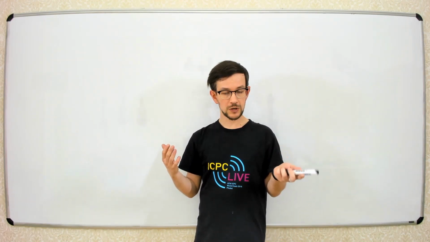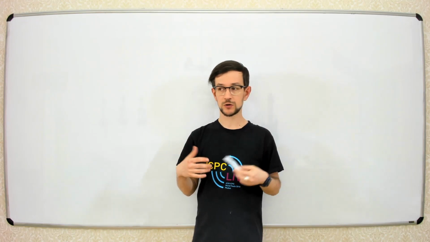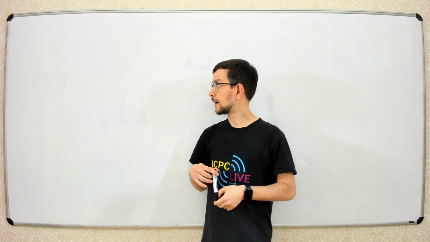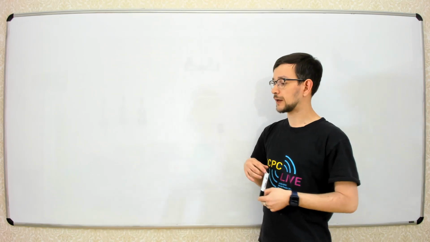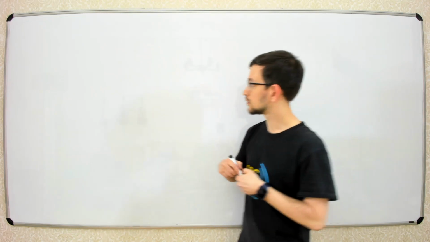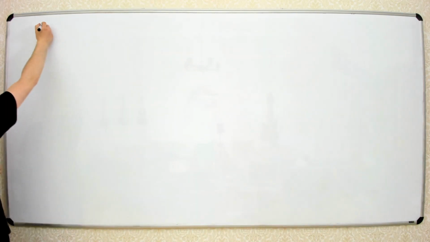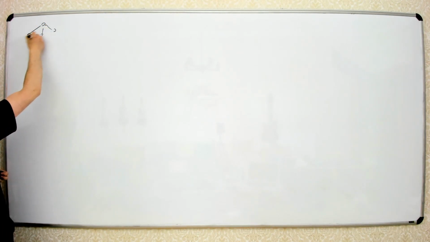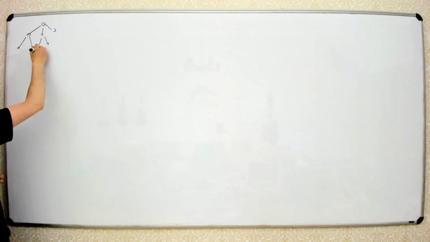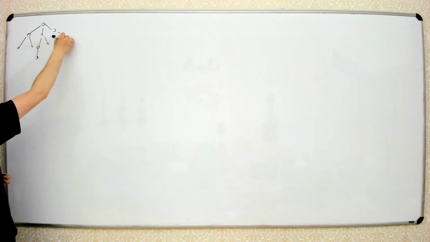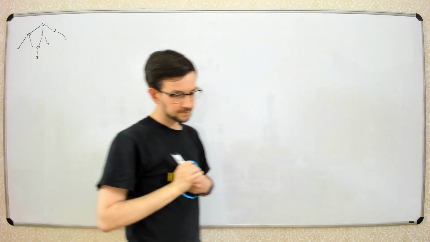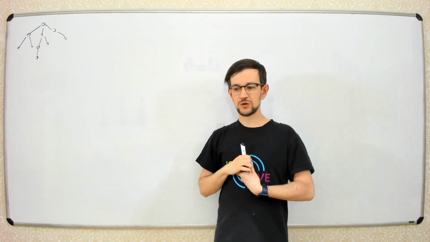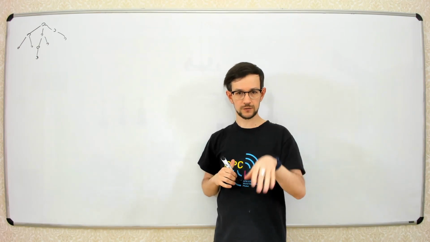Today we continue the topic and we discuss one more data structure about trees. And the problem we'll solve is the following. You have some tree, again, let me draw some small tree. So you have some tree and you have some value in each node.